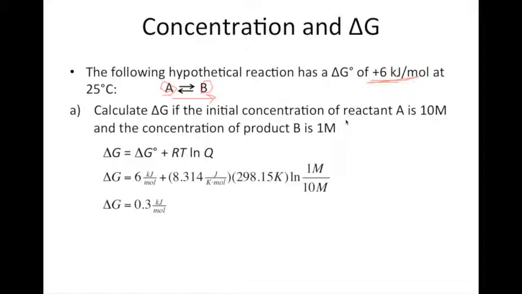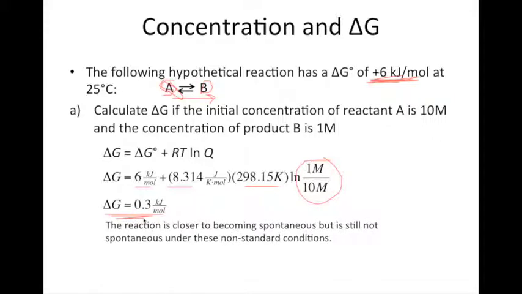If we plug our values in and calculate delta G, here's my delta G standard, RT in Kelvin, and again we're dividing product by reactant, we get a delta G of 0.3 kilojoules per mole. So you can see if we increase the reactant concentration relative to the product concentration, delta G will decrease, become less positive relative to delta G standard. So it's beginning to get more likely to be spontaneous. Even though here we're still non-spontaneous, we're closer to equilibrium.